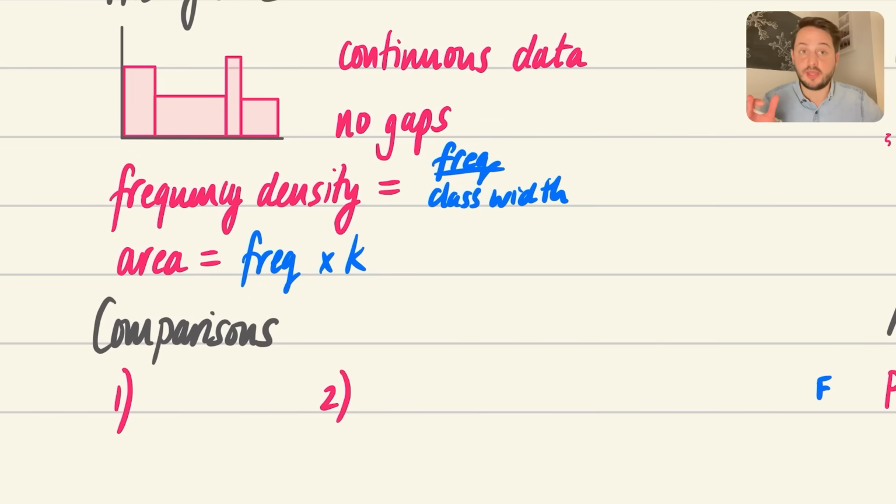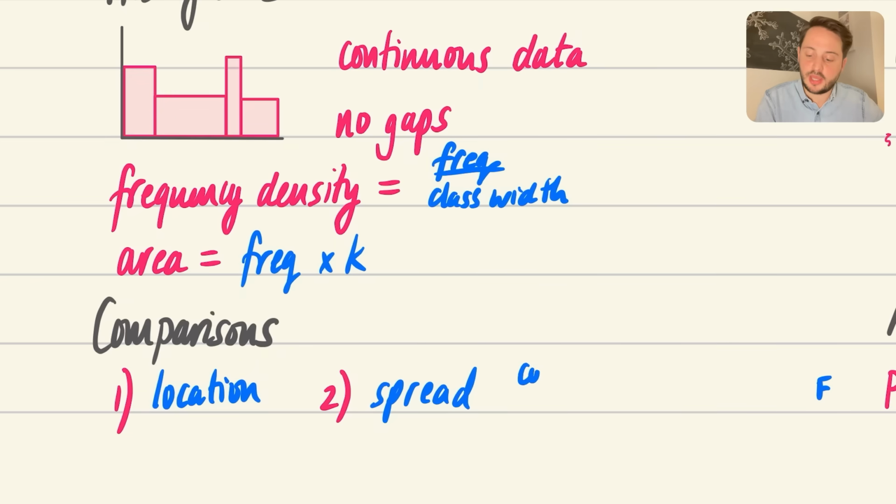If you ever get asked to make a comparison between two diagrams, you need to compare two things. You need to compare one measure of location, and you need to compare one measure of spread, and usually you should put some of these into context. If it's asking about the time that someone took to run a race, you probably want to talk about that time rather than just the explicit values of location and spread.